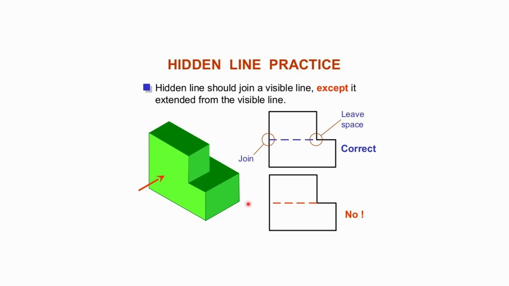So you want it to basically extend from here. You want to join here, and then not join on the other side. This really isn't going to make much difference for you guys in welding.